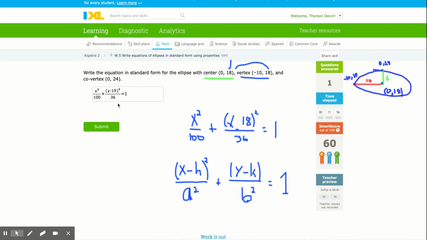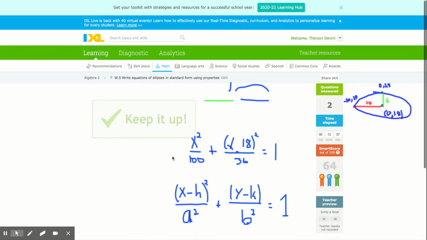Here I go to submit that. x squared over 100 plus (y minus 19, not 19, 18) squared. I almost made a mistake there. (y minus 18) in parentheses squared over 36 equals 1.